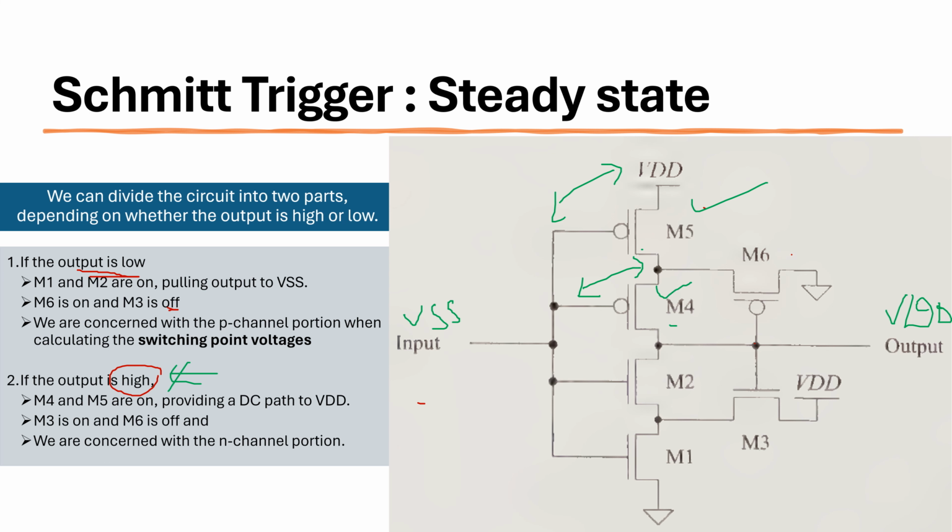Now coming here, what is this VGS of it? VSS minus VSS. See, this is at VSS. So VGS of it is definitely VSS minus VSS, which is 0 volts only, right? So it is lesser than VTH. It is off. Similarly, this VGS is also lesser than VTH, so this is also turned off.